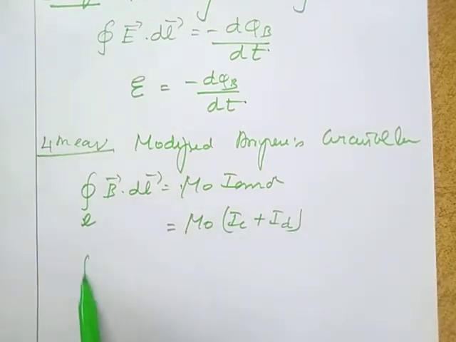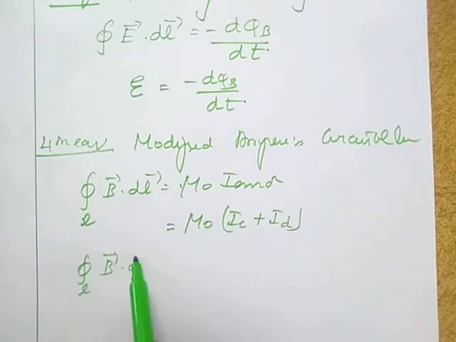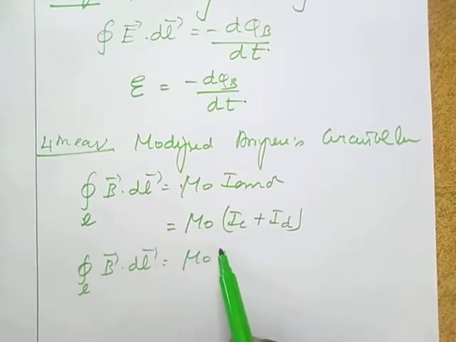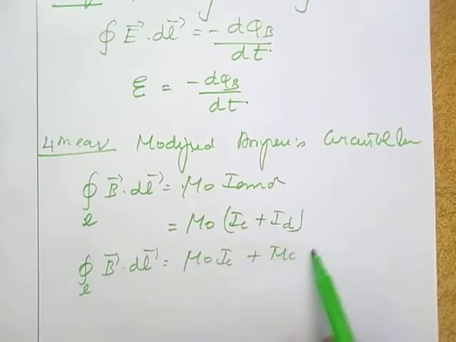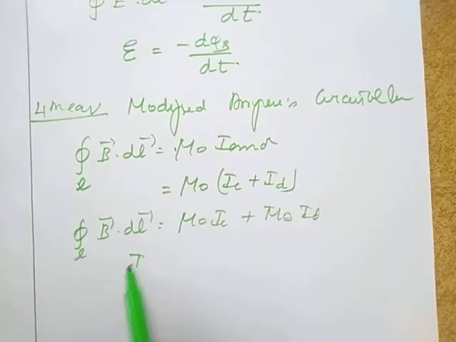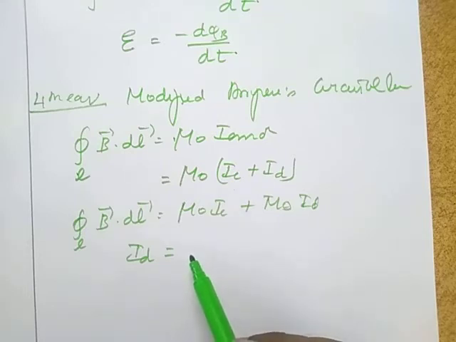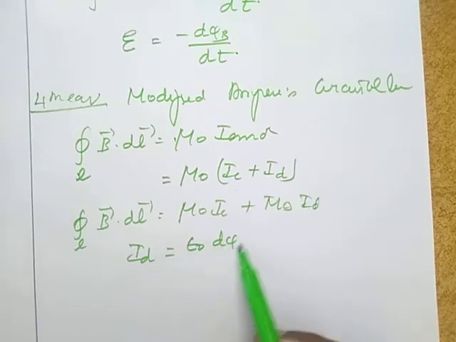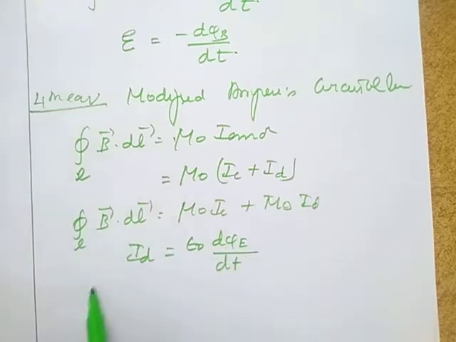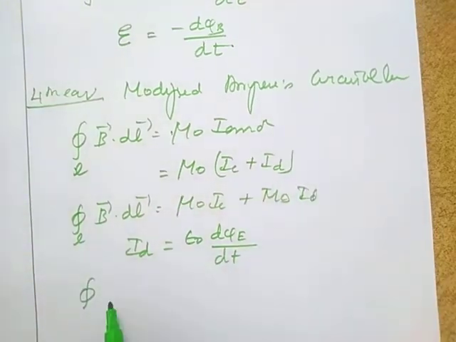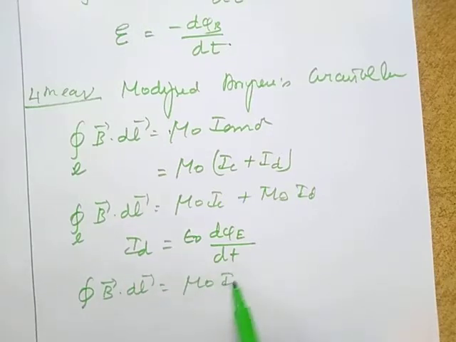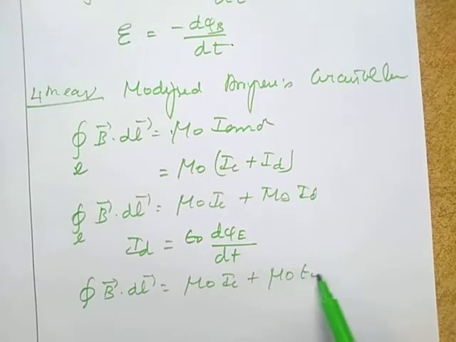Then the equation became the closed loop integral of B vector dot dl vector is equal to mu naught IC plus mu naught ID. We know ID is the displacement current, the current produced between the capacitor plates by a changing electric field, that is epsilon naught d phi E by dt. So the modified Ampere's circuital law is the closed loop integral of B vector dot dl vector is equal to mu naught IC plus mu naught epsilon naught d phi E by dt.